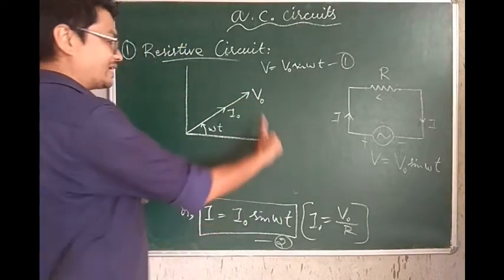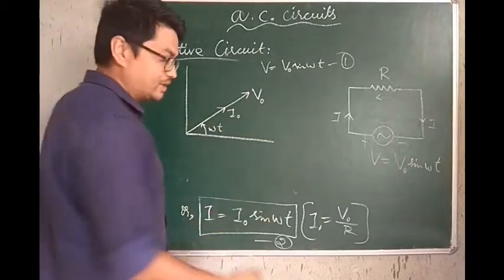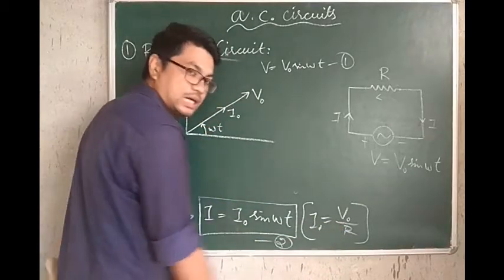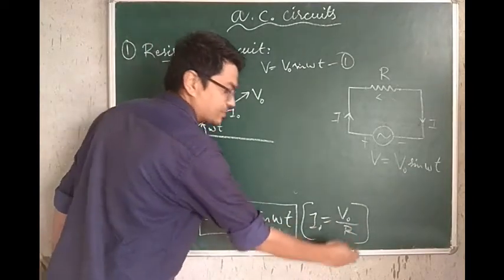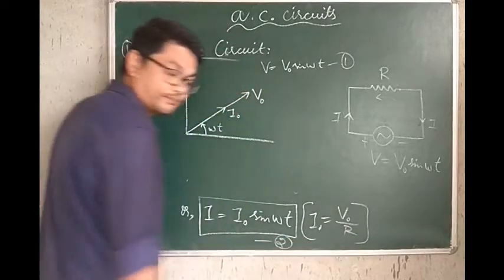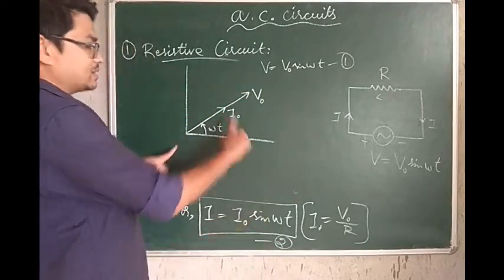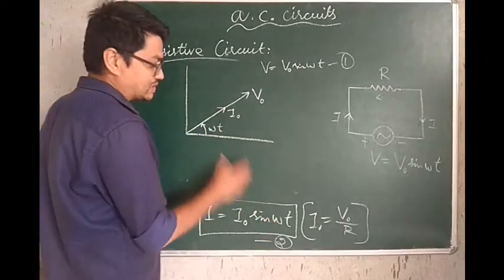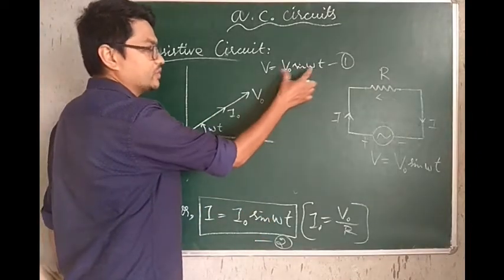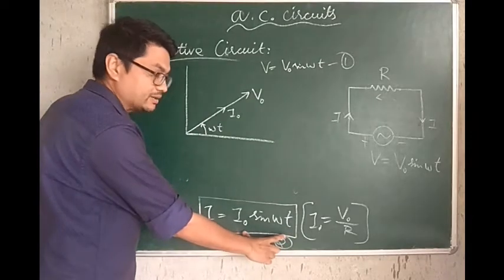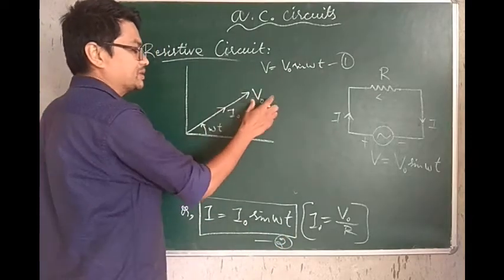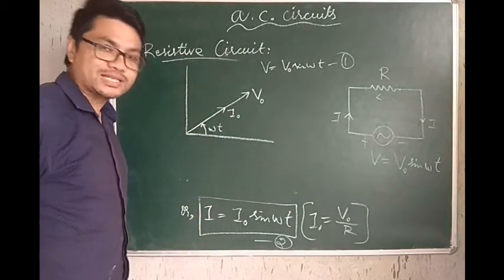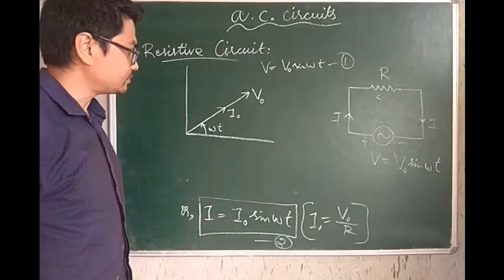So to say the vector V naught is longer than I naught. Why? Because you can make out from this equation itself that V naught is bigger than I naught, because I naught is V naught divided by a positive factor R. So I naught is less than V naught. So this is I naught, this is V naught, and you can see from the phasor diagram that both the potential and the current have the same phase angle omega t.